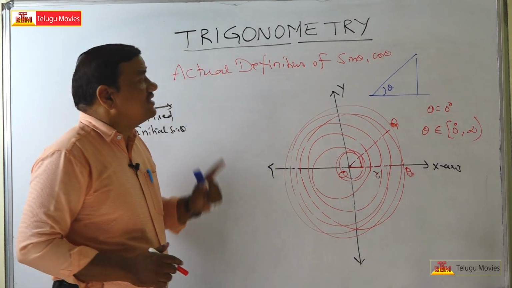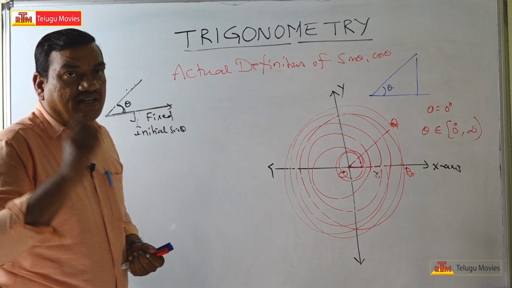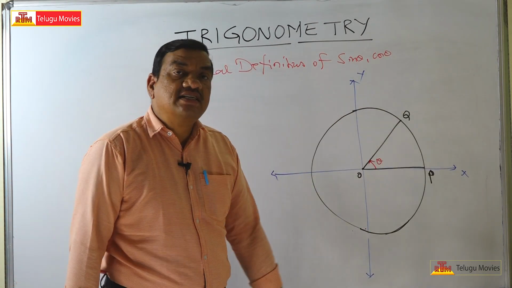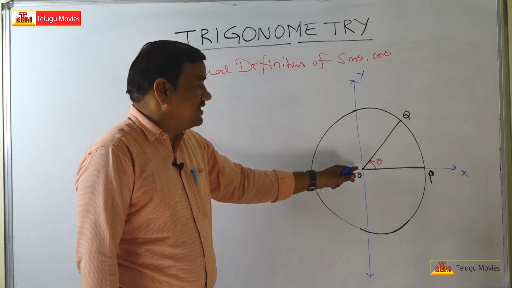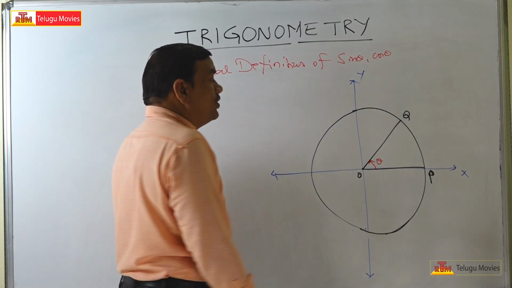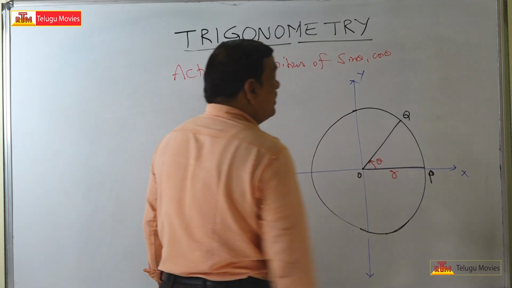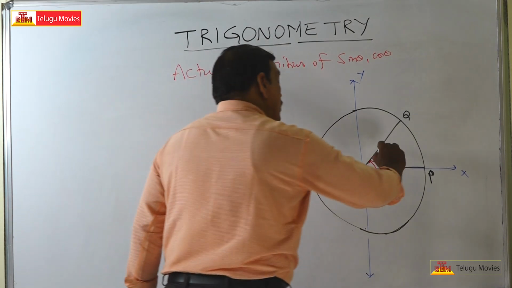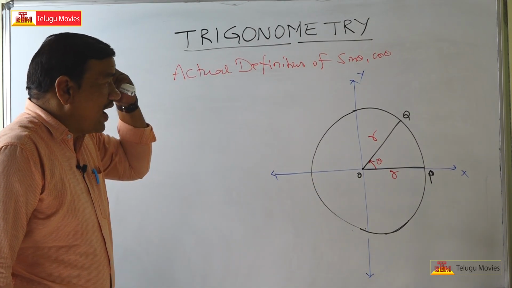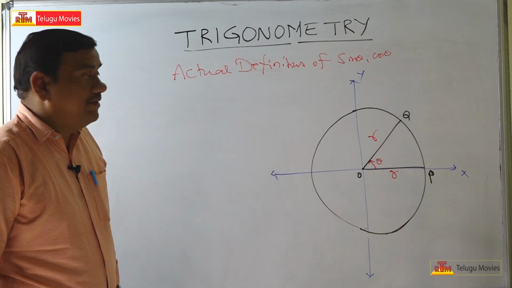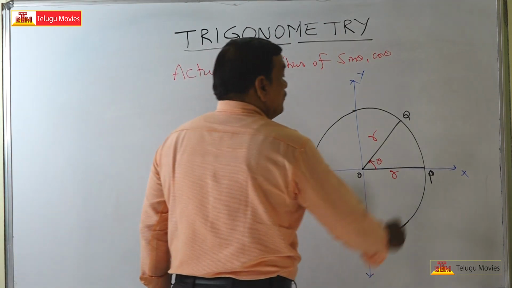Now what is sin theta, cos theta, tan theta? Let us see that. Dear students, let us consider the two-dimensional system, x-axis, y-axis. Let us take a circle. Here let the radius of the circle be r. Therefore OP is r, OQ is also r. Now I am going to find out the coordinates of this Q.